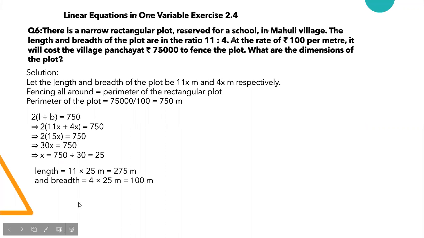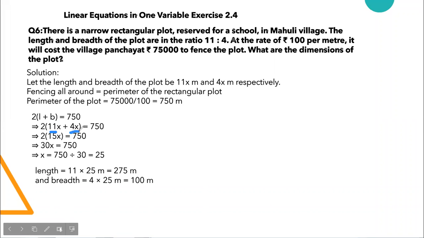How do we write that down? That's quite simple. We had imagined them to be 11x and 4x respectively. Then 11x in sense 11 into x. So 11 will be multiplied by 25, which is the value of x, which gives you 275. And the breadth similarly, which is 4 into x, will be written as 4 into 25. That is 100 meters. So guys, I hope that was quite interesting to solve with me.